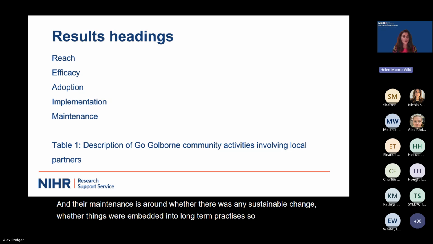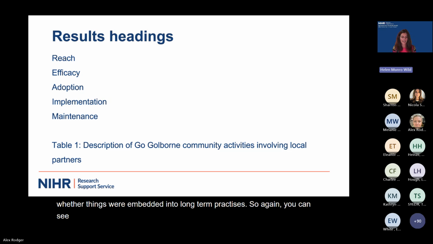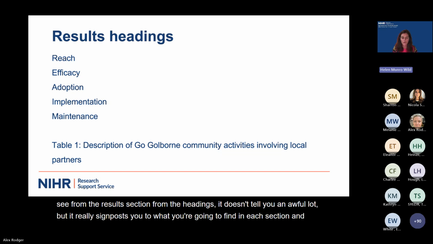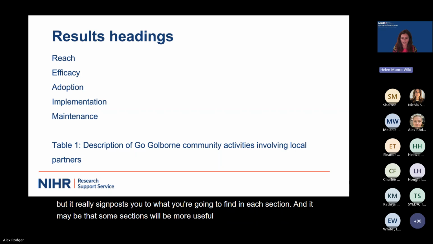So again, you can see from the results section, from the headings, it doesn't tell you an awful lot, but it really signposts you to what you're going to find in each section. And it may be that some sections will be more useful to your reading aims than others.